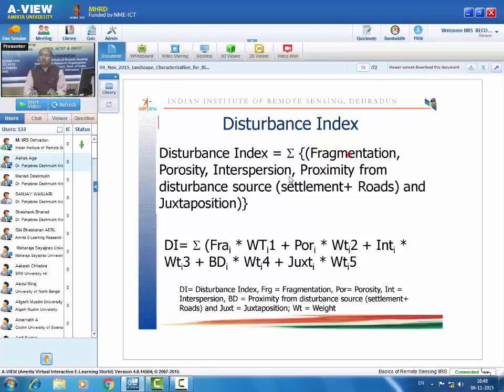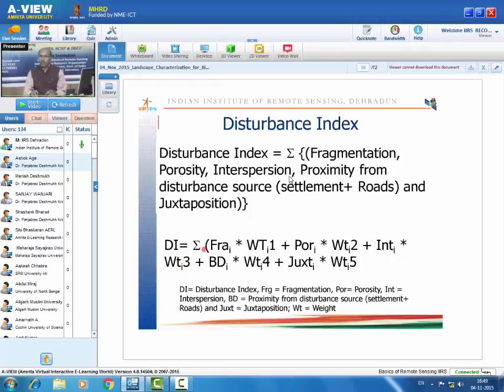Again, we have used 5-6 parameters, like one of the parameters is fragmentation, porosity, interspersion, proximity from disturbance, that is the road and settlement, and the juxtaposition. I'm not showing the results for all these parameters which have been analyzed. I have shown you the fragmentation result. Similarly, we have carried out the analysis for porosity, for interspersion, for proximity, and for juxtaposition.